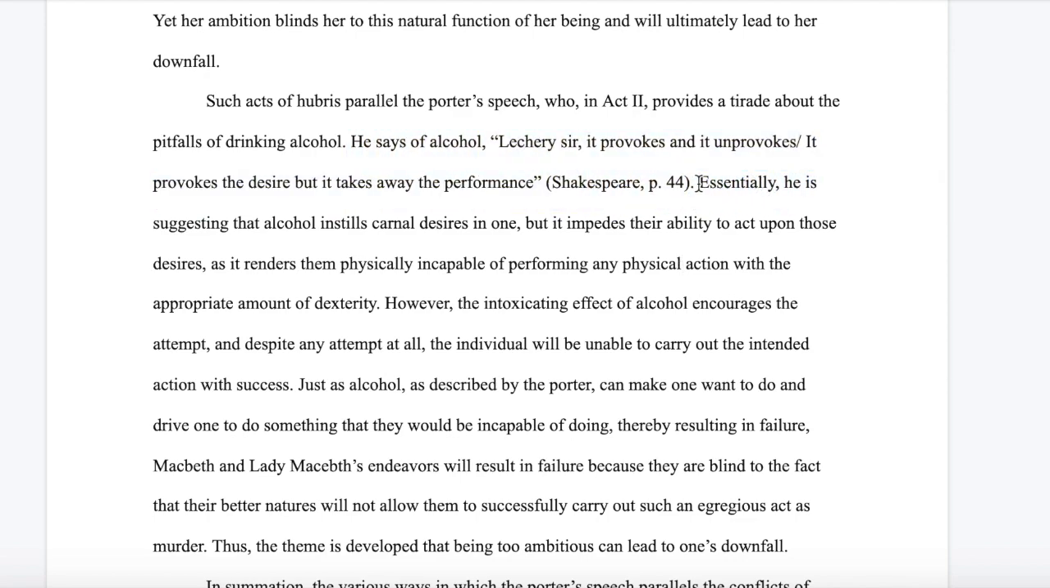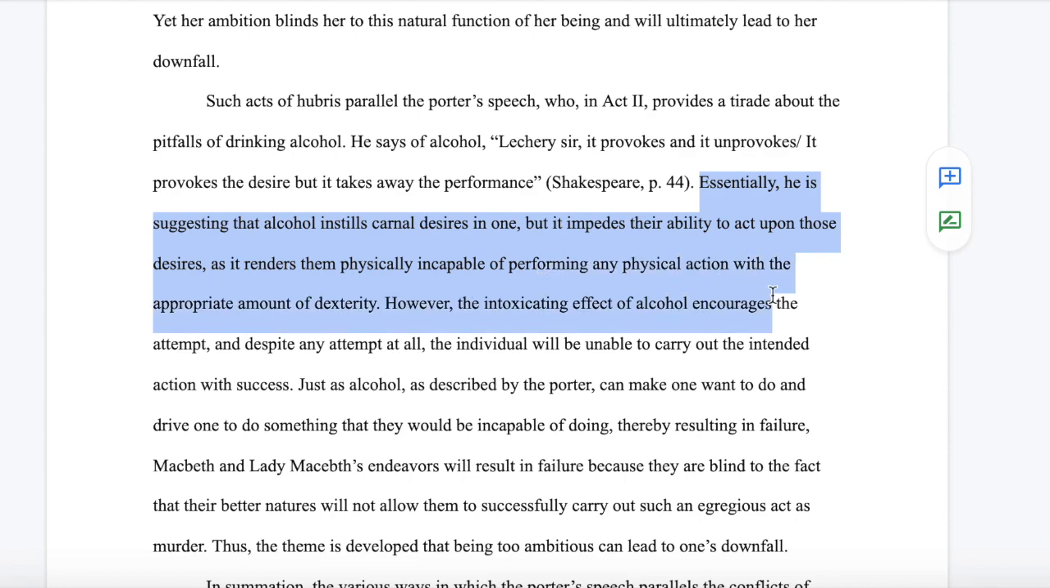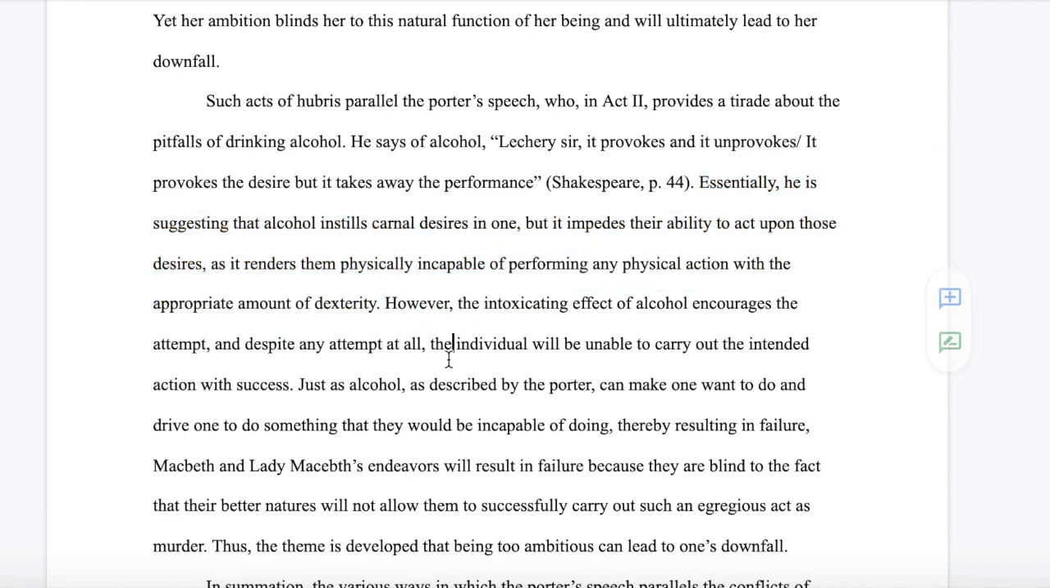Then over here I'm explaining what the text evidence means. He's suggesting that alcohol makes people want to do unsavory things, but at the same time, it prevents them from physically acting upon those things because you get clumsy and you stumble. And then I mentioned that the effects of alcohol, even though you're stumbling, would cause one to ignore the fact that they're probably not capable of doing whatever it is they want to do.